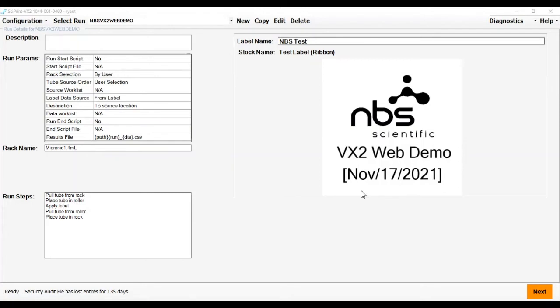Thank you for the introduction, Sammy. I'll be going over the Scinomix software here and how to set up a label and how to set up a run. So what we can see here is the Scinomix software screen that's going to open up whenever you open the software. Right now I have a demo set up for us. On the left-hand side here, we can see the run steps, saying exactly what the unit's going to do. These can be edited.